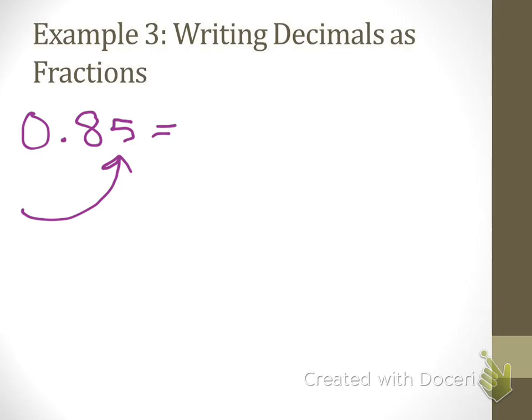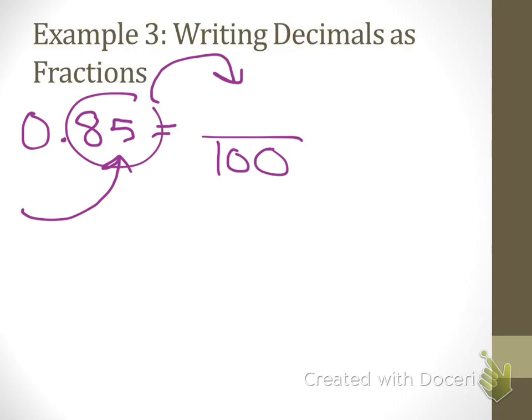Whatever place it's in is going to be your denominator. Since it's in the hundredths place, 100 will be your denominator. And then the entire decimal number goes up in your numerator. So it's going to be 85 over 100. But is that going to be your final answer? No. You need to reduce. What can you reduce by? You can reduce both top and bottom by 5. What's 85 divided by 5? And what's 100 divided by 5?